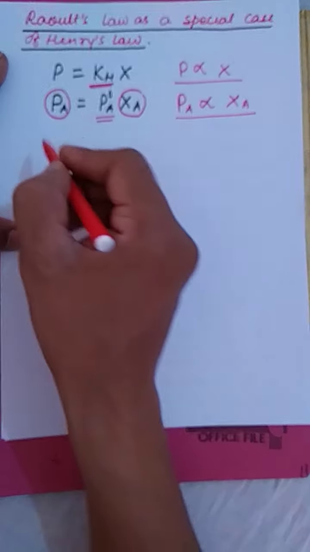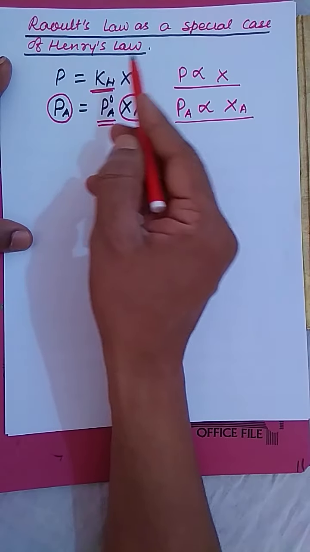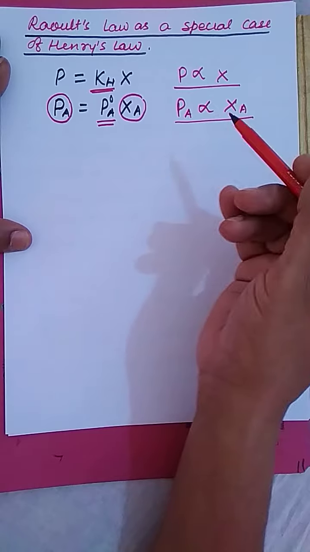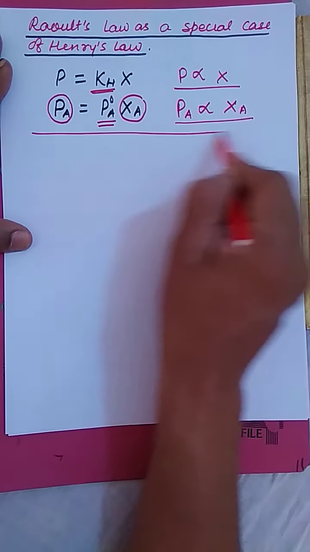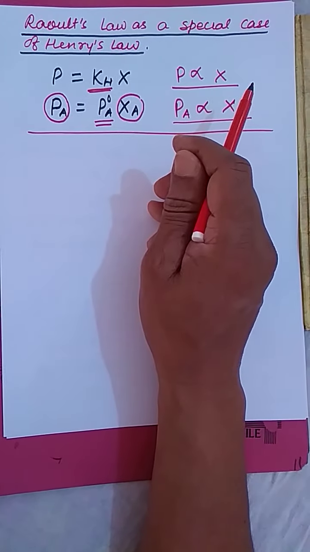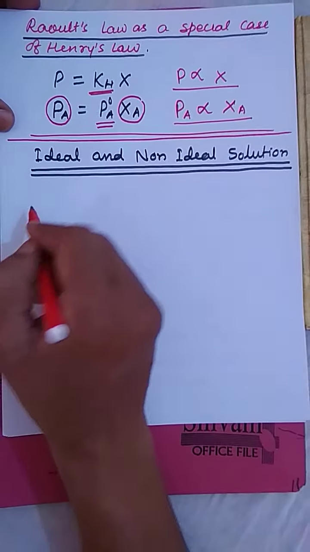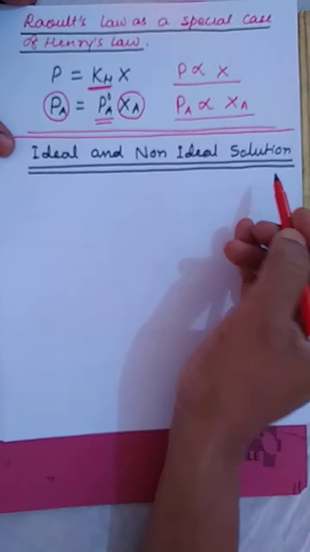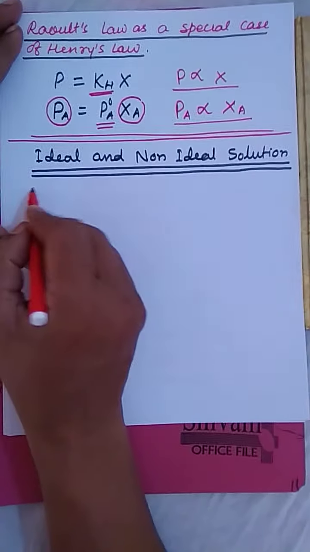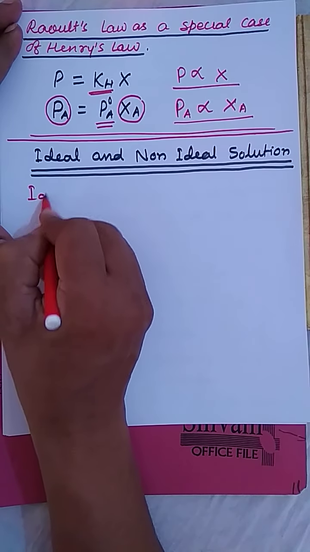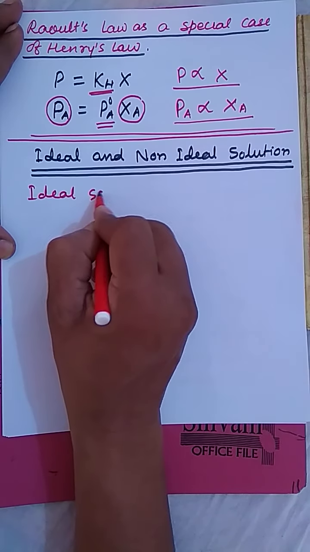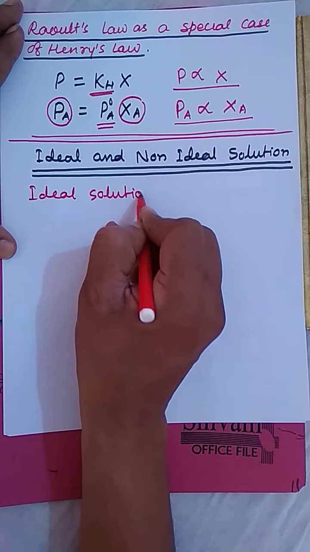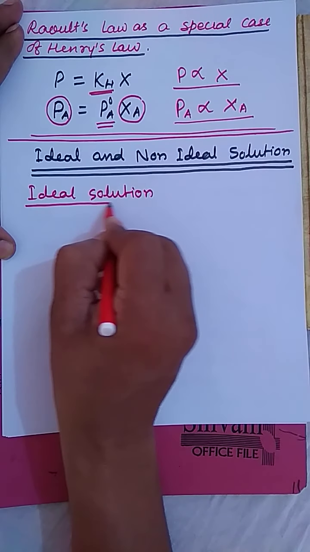So you can say Raoult's law is a special case of Henry's law, right friends? Next, we see ideal and non-ideal solution. So friends, you know ideal solution, and it's a solution of two volatile components.